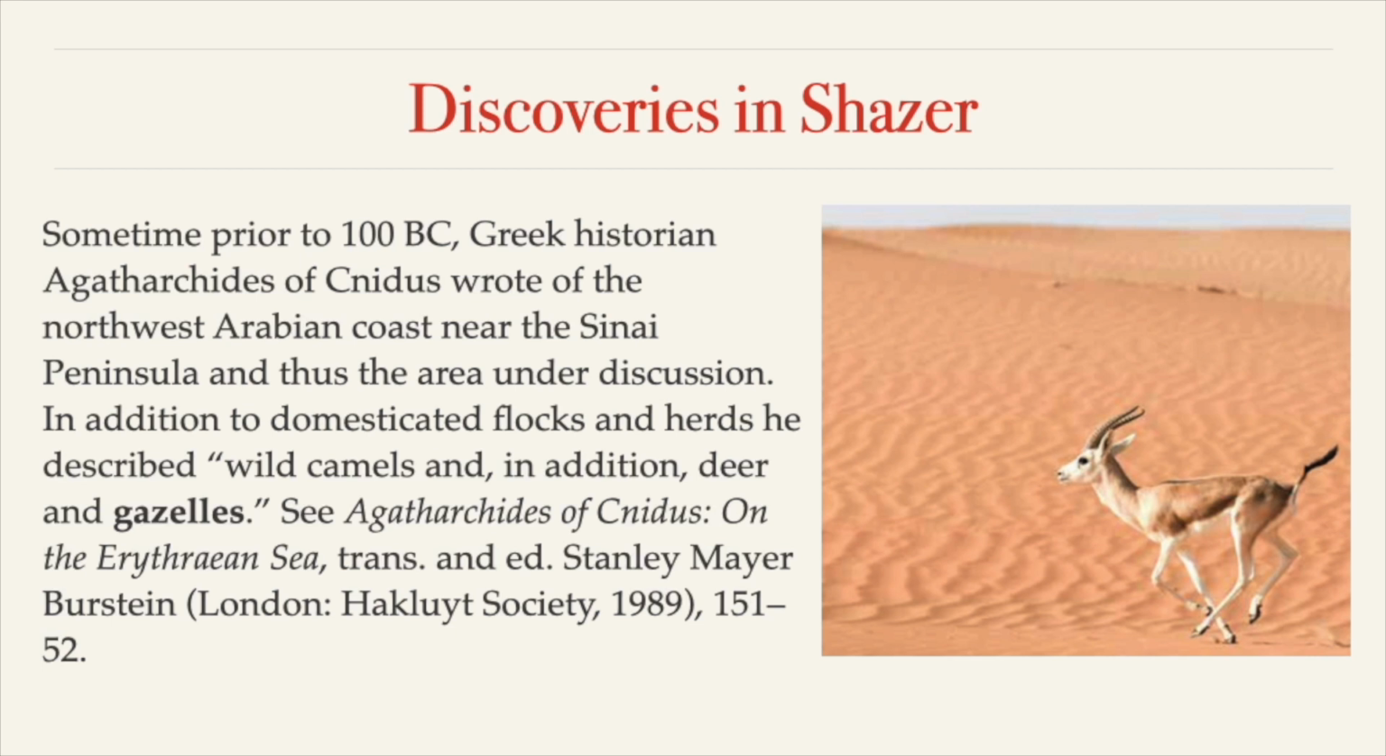And maybe the coolest part of this whole thing is sometime prior to 100 BC, Greek historian Agatharchides of Cnidus wrote of this northwest Arabian coast near the Sinai Peninsula, and thus the area under discussion. In addition to domesticated flocks and herds, he described wild camels, and in addition deer and gazelles.